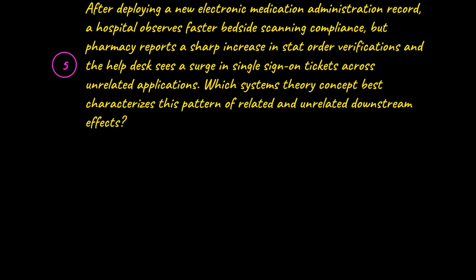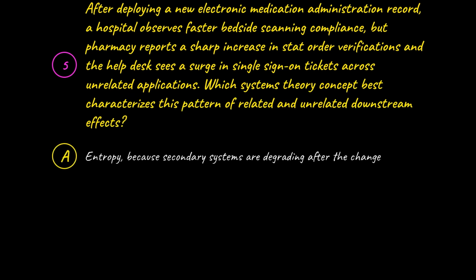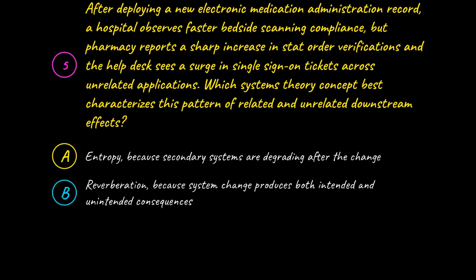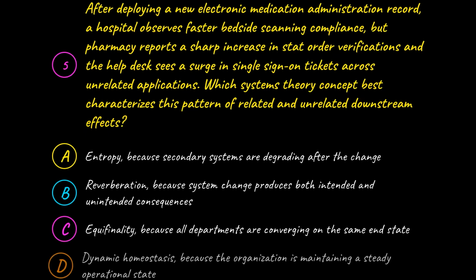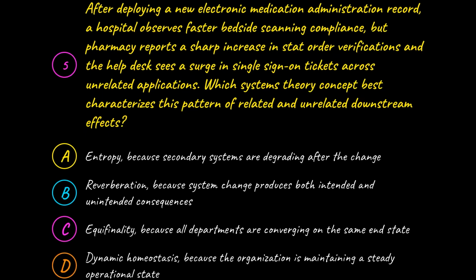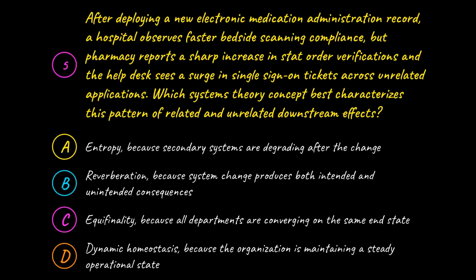Your options are A. Entropy, because secondary systems are degrading after the change. B. Reverberation, because system change produces both intended and unintended consequences. C. Equifinality, because all departments are converging on the same end state. D. Dynamic homeostasis, because the organization is maintaining a steady operational state. Pick one. Trust your gut. Here's your chance to test yourself.